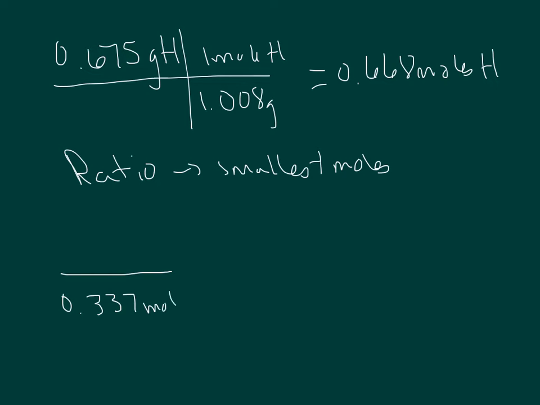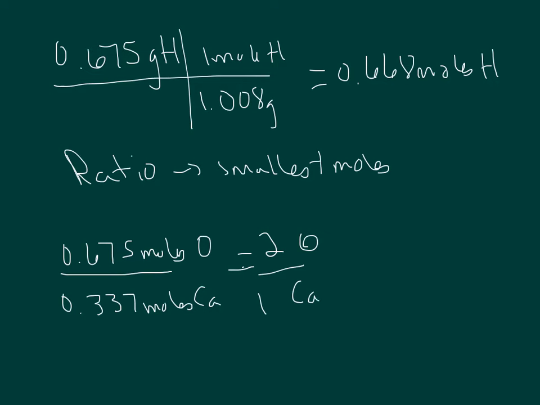So 0.337 moles of calcium. And on top, we're going to put one of the other two. So we're going to put the 0.675 moles of oxygen. And we're just going to divide those two numbers. And when we divide those two numbers, we get 2 approximately. So it basically means that there are 2 oxygens for every 1 calcium in our formula.